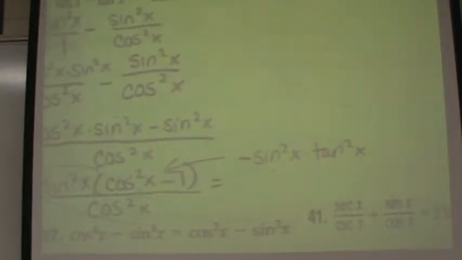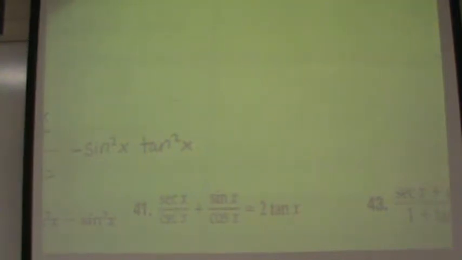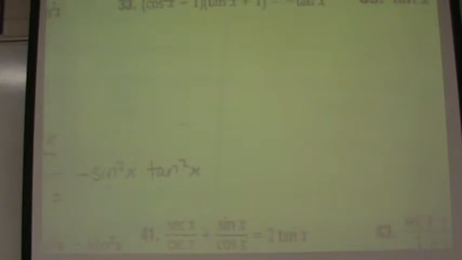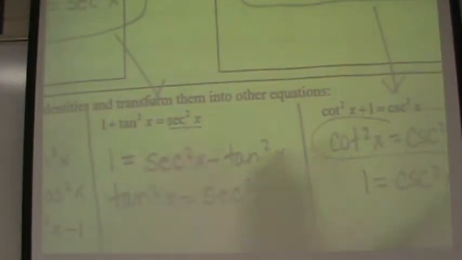Okay, next one. Let's do some substituting here. What can we substitute? Cosine squared x minus 1 is what? Negative sine squared x. This is negative sine. I'll go with that. What's tangent squared x? Secant squared x. Secant squared. Yep, minus 1.